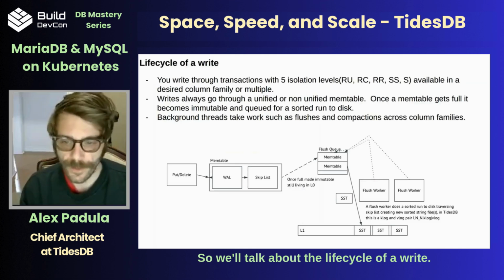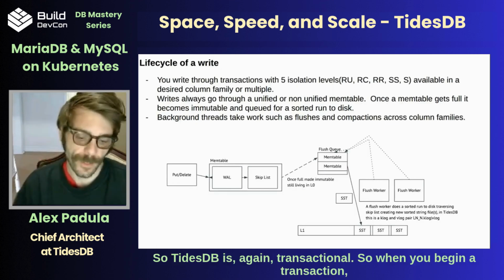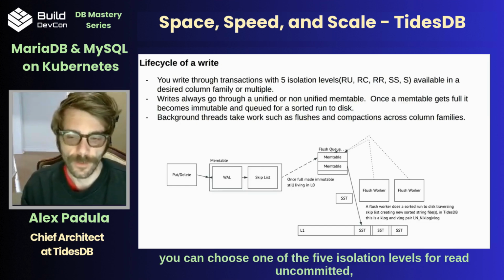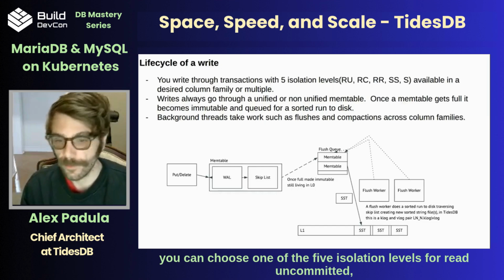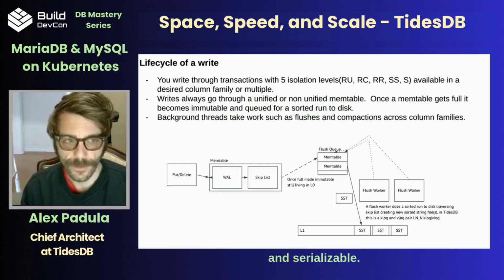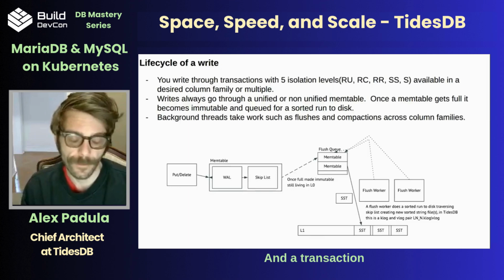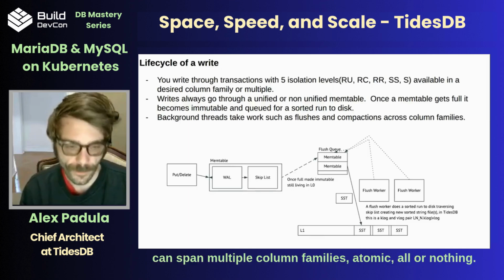So we'll talk about the life cycle of a write. How does a write go through the LSM tree, through the storage engine? So TidesDB is, again, transactional. So when you begin a transaction, you can choose one of the 5 isolation levels: read uncommitted, read committed, repeatable read, snapshot, and serializable. A transaction can span multiple column families, atomic, all or nothing.